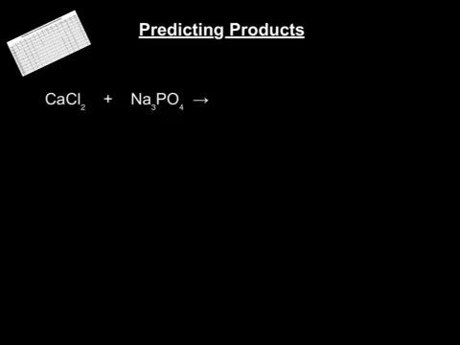So the last kind I have over here is going to be a double replacement. The reason that I can tell it's a double replacement is because I have a compound and another compound. Having 2 compounds is how you identify a double replacement. What goes on here is that the ions are going to switch partners. Right now we have a positive calcium and a negative chlorine with a positive sodium and a negative phosphate.